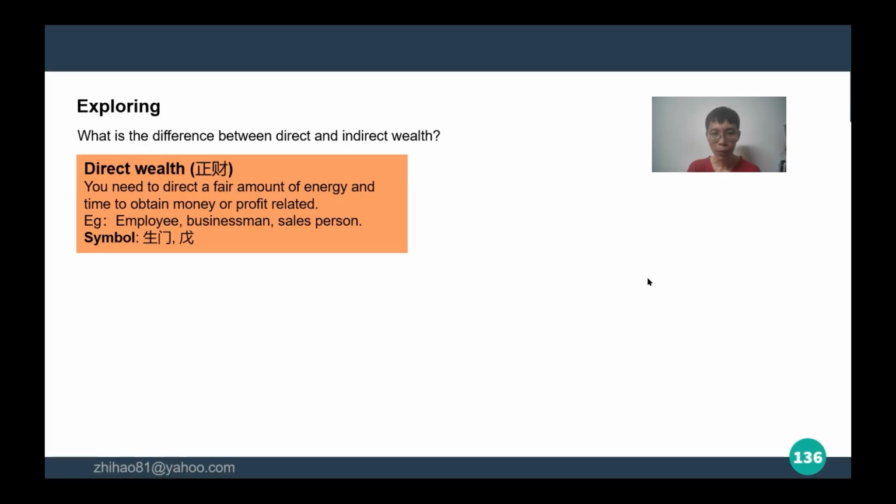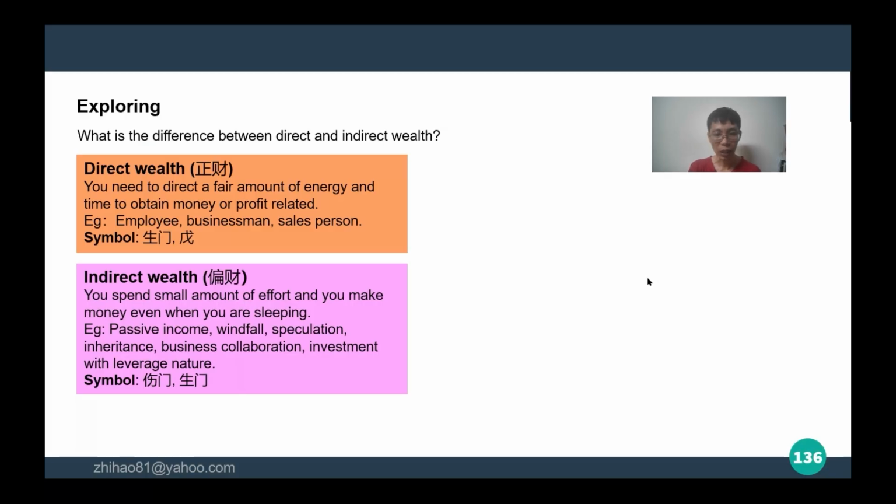Okay, the direct wealth in Chinese is called 正财. This is obtained when you direct a fair amount of energy and time to obtain money or profit. Example, you are an employee, you are a businessman, you are a salesperson. In Qimen Lesson, we use two symbols to look at the status. One is 生门, the other is a 物 symbol.